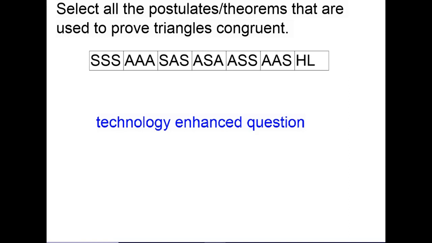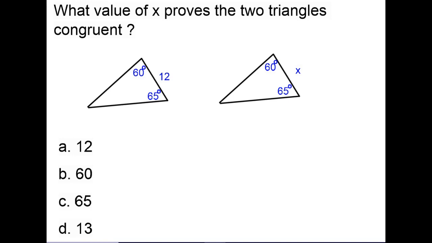This one I made up. It just reviews the different properties and theorems you can use to prove triangles congruent. The ones that are highlighted are the ones that are used, although on the SOL test, they usually tell you which one you're going to use. That's an example of angle, side, angle. The 12 needs to match the x because it goes angle, side, angle, angle, side, angle.